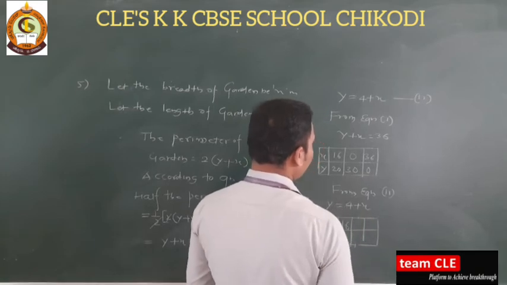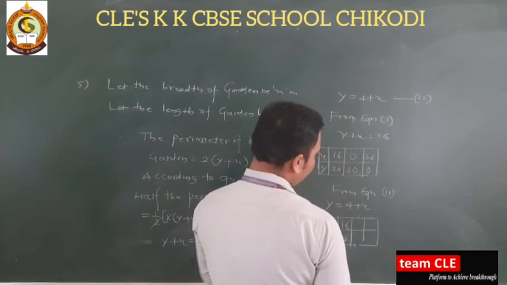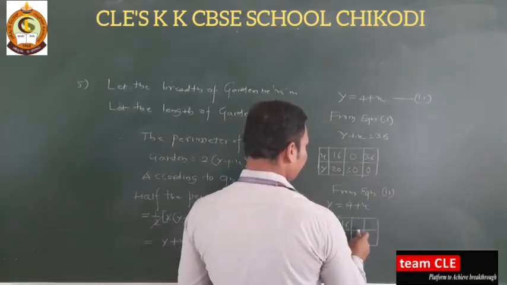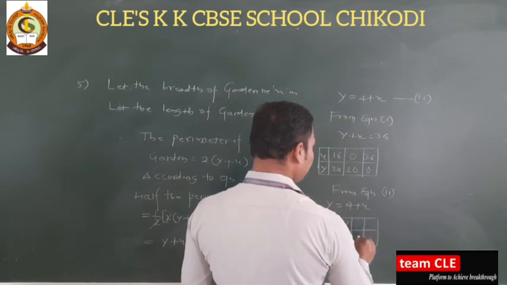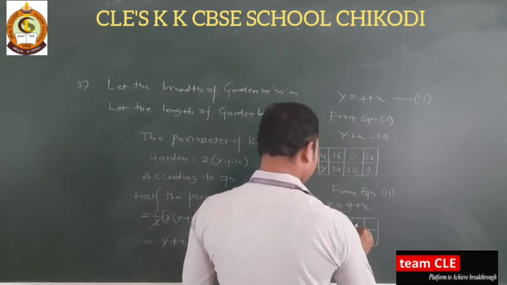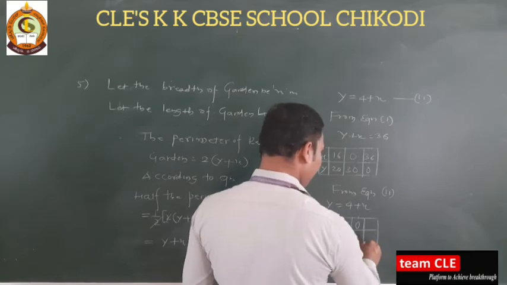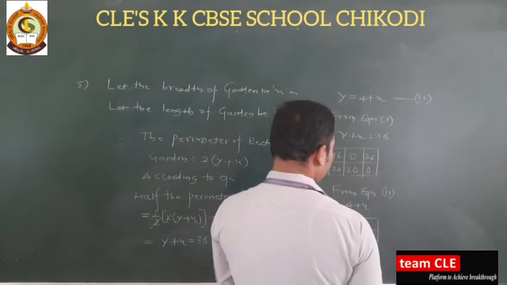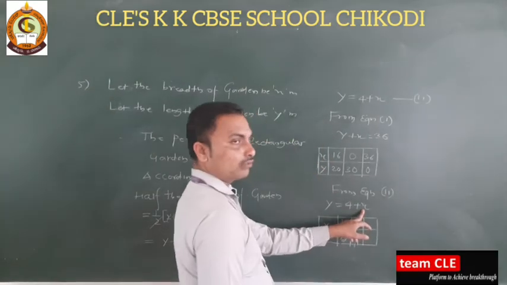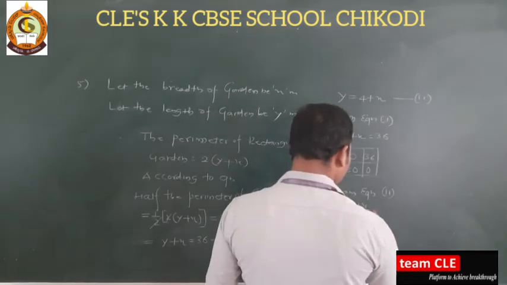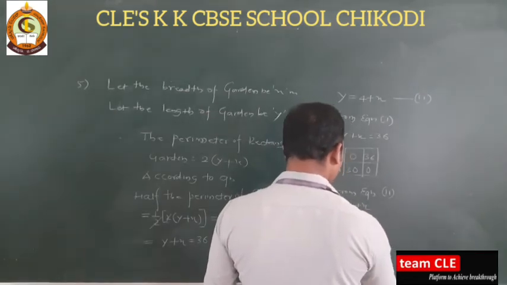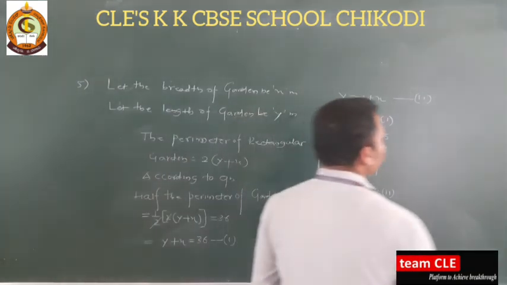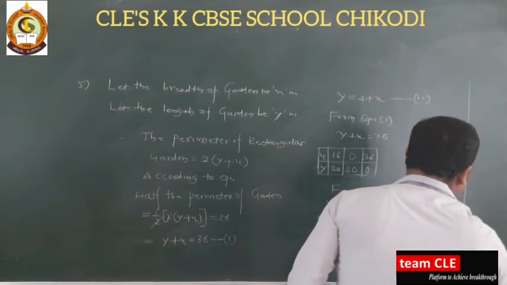Now I will substitute x is equal to 0, so y is equal to 4. Next, again I will substitute x is equal to 4, then y is equal to 8. Well, so these are the values. Now I will plot the graph.